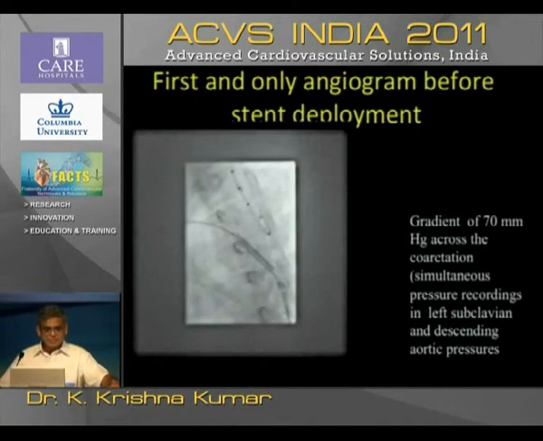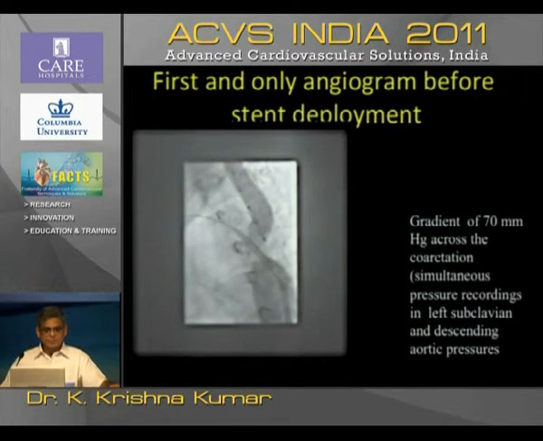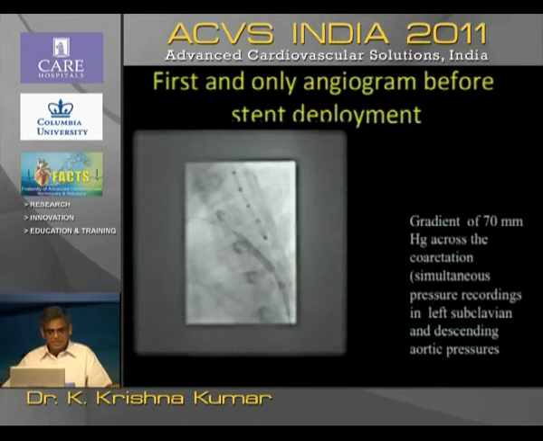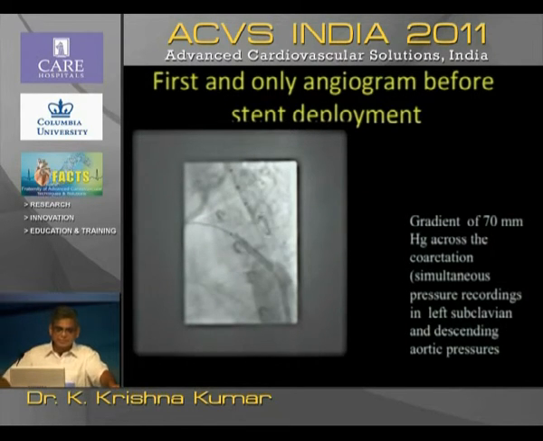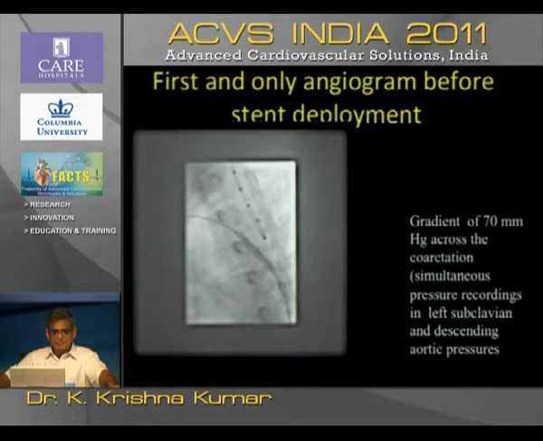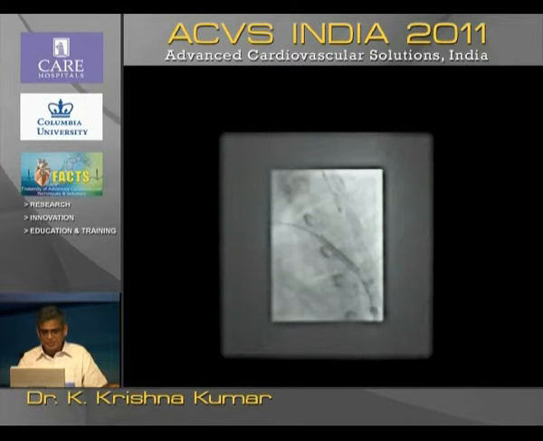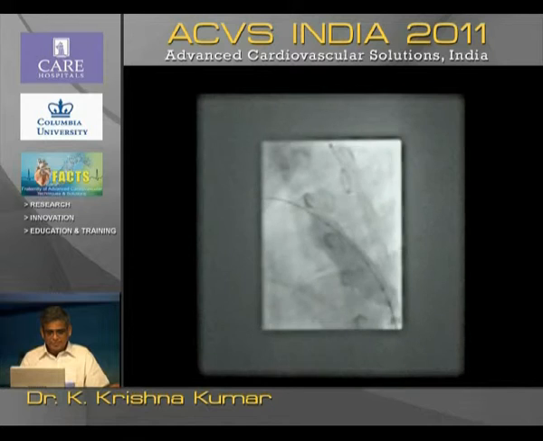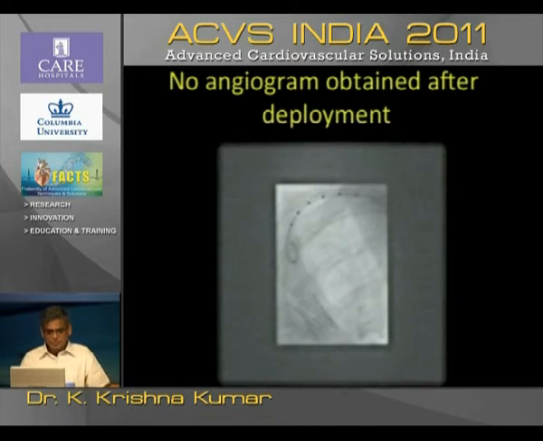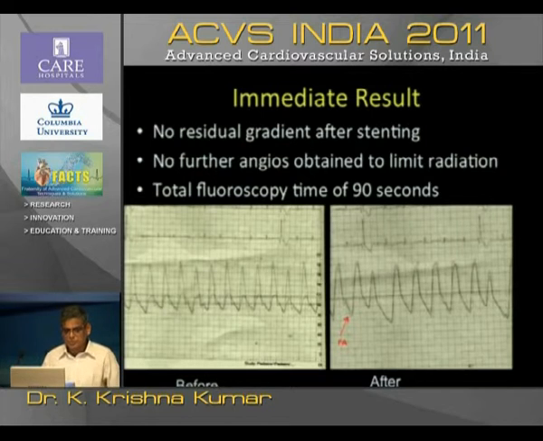So this is the first angiogram and the only angiogram that we obtained. And this is 2 injections simultaneously, one from the catheter that's passed into the subclavian. Notice that the subclavian is right at the coarct site, and the other one is from the sheath below, telling you where you are. And then we went ahead and proceeded with stenting this segment. And I'll skip this. And we didn't do any angiograms thereafter. So after that, we noticed that there was no residual gradient. We could limit the fluoroscopy time to 90 seconds. And of course, we had a very good result.